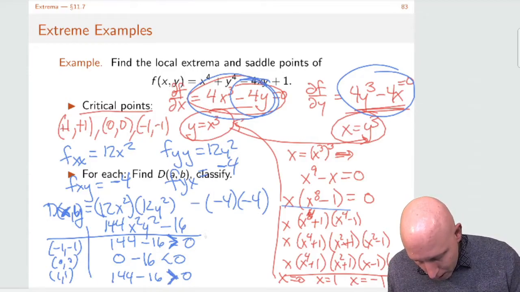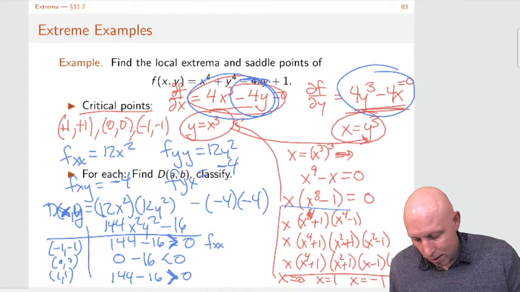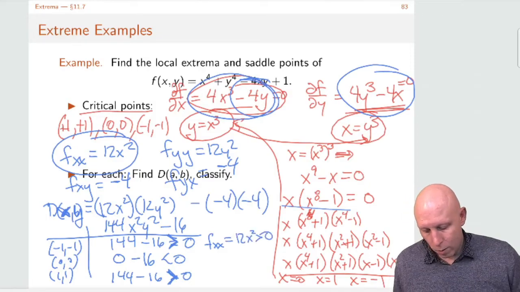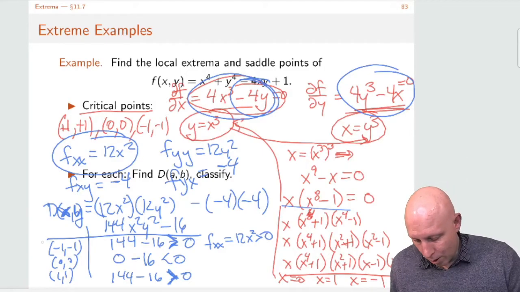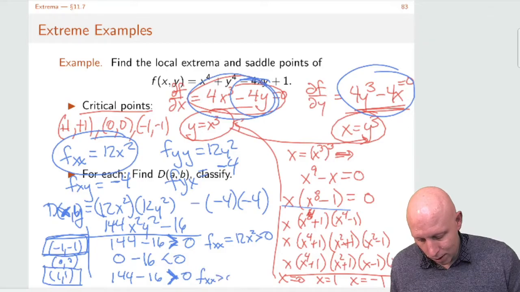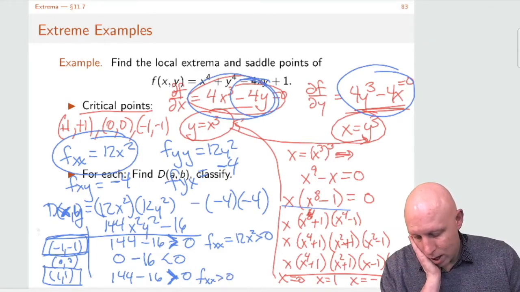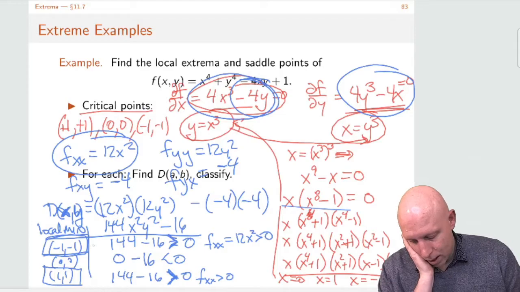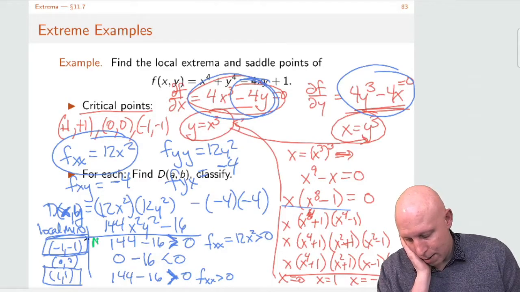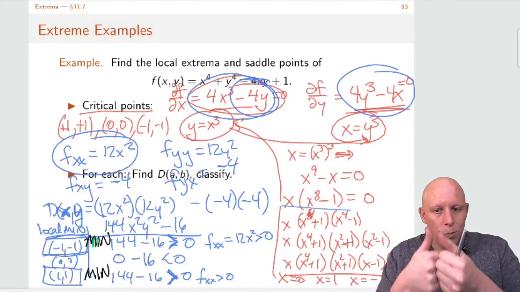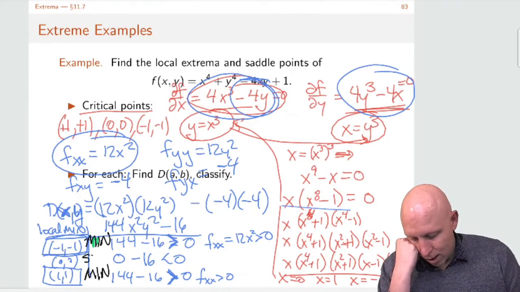And then we have to check what is f sub xx here. Here f sub xx is equal to 12x squared, which is greater than 0. So, what does that mean? Same thing here. F sub xx is greater than 0. So at these 2 points, we have a local min. These are local mins because we've got this kind of concave upwards type of thing going on here. Whereas this is a saddle point.